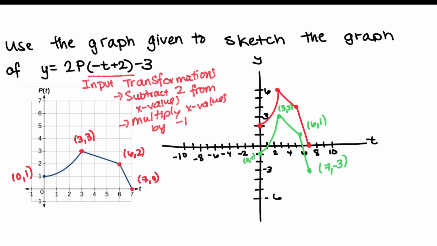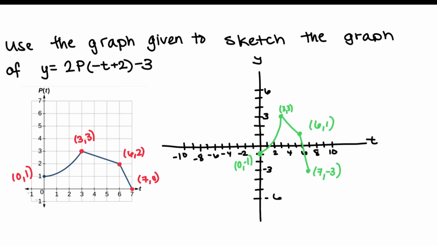Now we also have 2 input transformations. The input transformations, we would have to do the shift first. So we're going to minus 2 from the x values. That's going to shift it to the left 2. Then we'll deal with the negative 1, which is multiply the x values by negative 1. That's going to give us a reflection over the y-axis. All right, so let's see what that looks like. So again, I'm going to do my subtract 2 first, then deal with the negative.